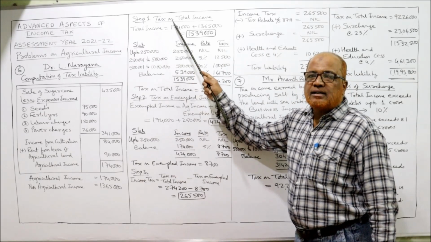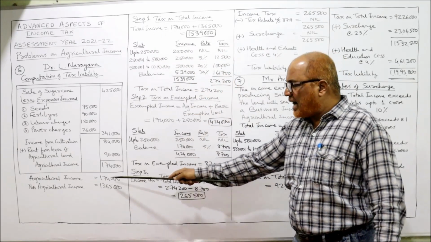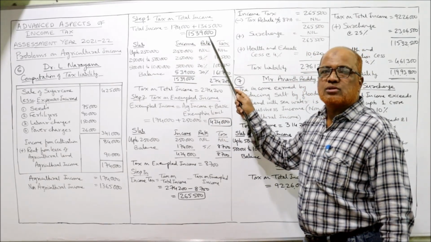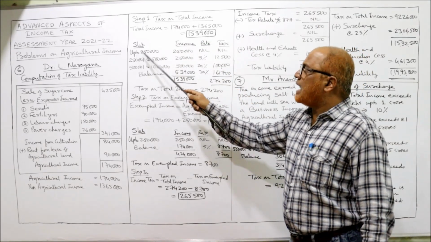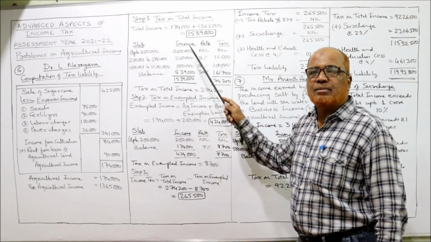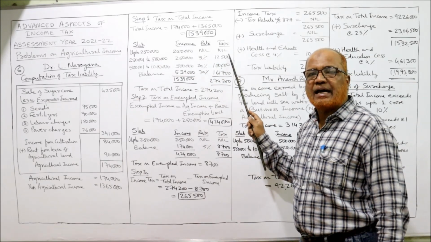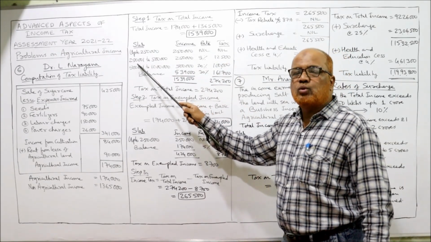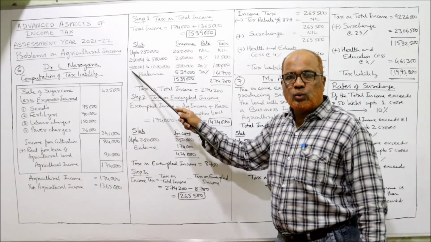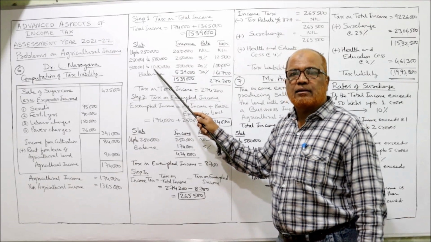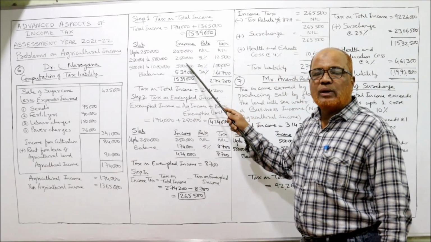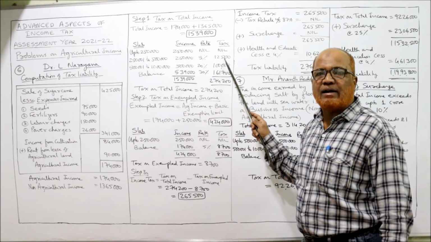Now step 1, tax on total income. Total income means add up 1,74,000 plus 13,65,000. So total income is 15,39,000. We calculate the tax. Slab, income, rate, tax. Up to 2,50,000, first slab income is 2,50,000. No rate, no tax, nil. The second slab goes from 2,50,001 to 5 lakh rupees. The income is 2,50,000. The rate of tax is 5%. So 2,50,000 into 5%, 12,500.